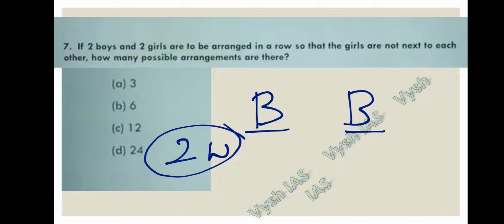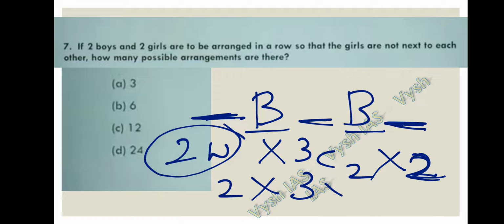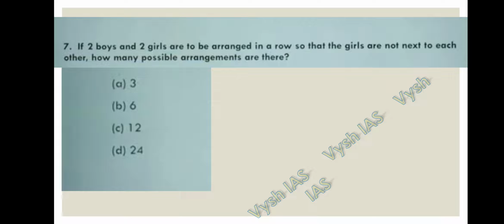There are 2 girls but there are 3 spaces left out. So here one and here one. 3 spaces and 2 girls are there. So we can say that the girls can be placed in 3C2 ways, in 2 types of arrangements. In 2 ways they can be seated. If you solve this question, 2 into 3C2 is nothing but 2 into 3 which is 6, into 2, that is 12. So the answer is 12 for question number 7. That is option C.